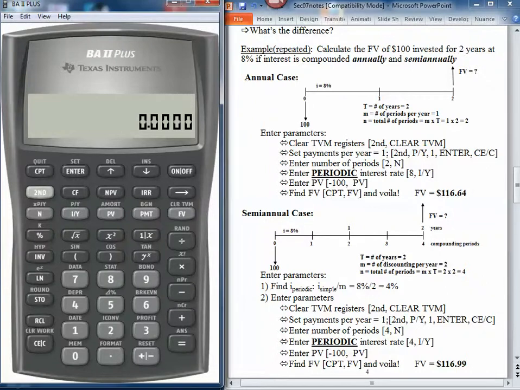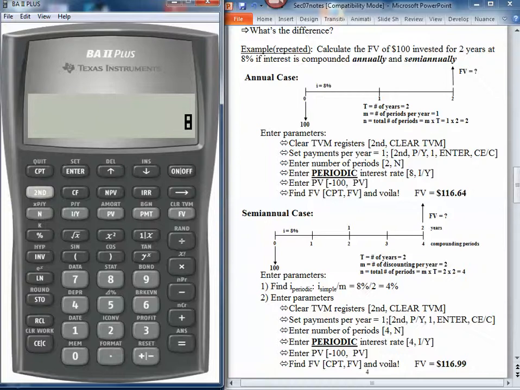So let's start over again. We're going to clear time value of money. I know that P/Y is set at 1, so I'm going to skip that step. Now, n in this case is the number of compounding periods. We have 2 years, but we have 2 compounding periods per year, so that gives us 4 compounding periods.